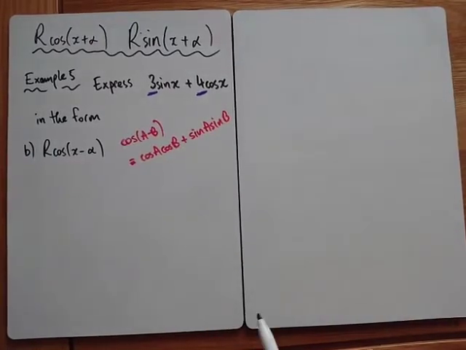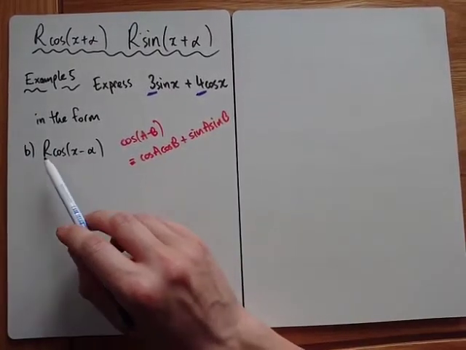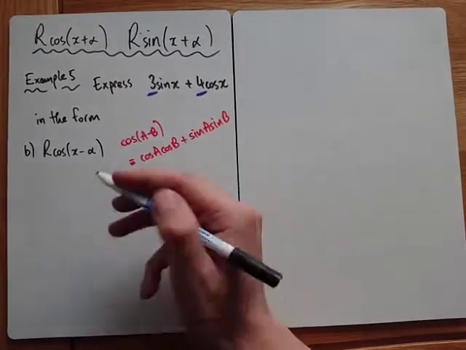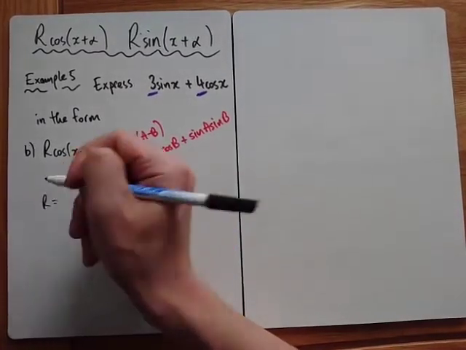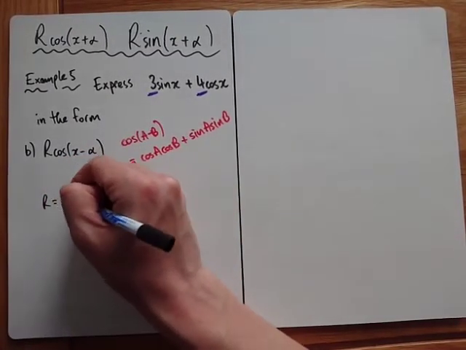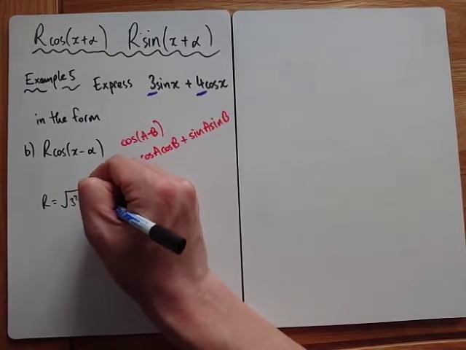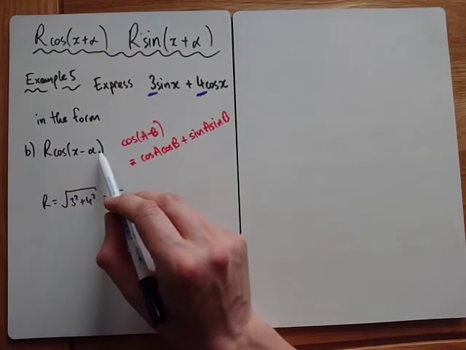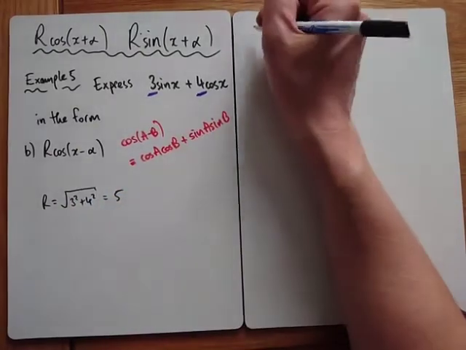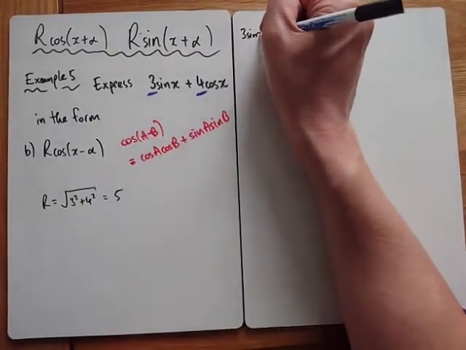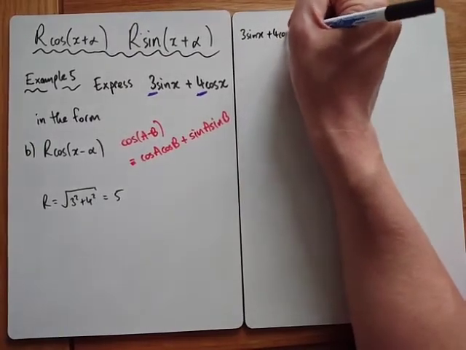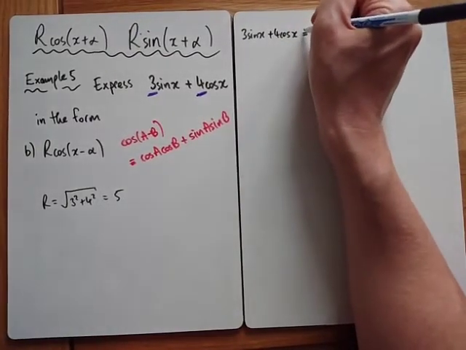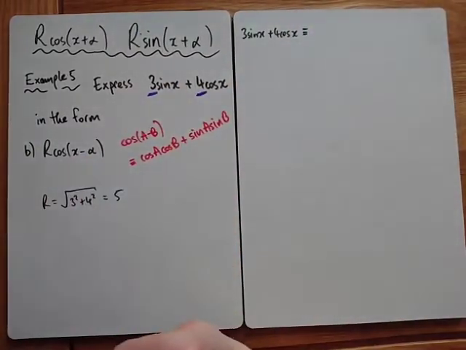Okay, we'll go a bit quicker for the next one. We're going to write it in a different form. Now, obviously, r is going to be the same. r is equal to the square root of 3 squared plus 4 squared. So r would equal 5. But the form is going to be cos x minus alpha. Okay, so we'll say 3 sine x plus 4 cos x must be the same as r cos x minus alpha.